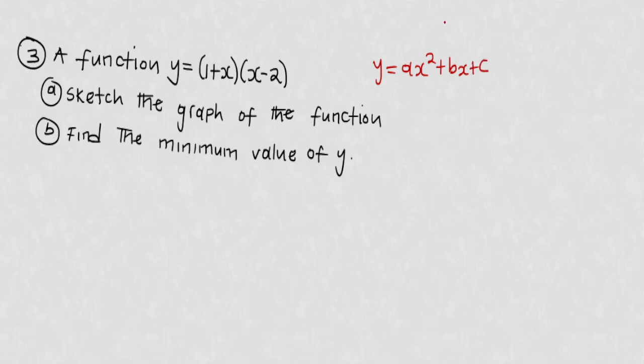Once we have it in that form, the value of a is the one that is going to help us, whether the value of a is positive or negative. It will be positive if it is greater than 0, and negative if it is less than 0. So we're going to look at the value of a. If the value of a is positive, it means the graph will be U-shaped. It's going to be something like that.